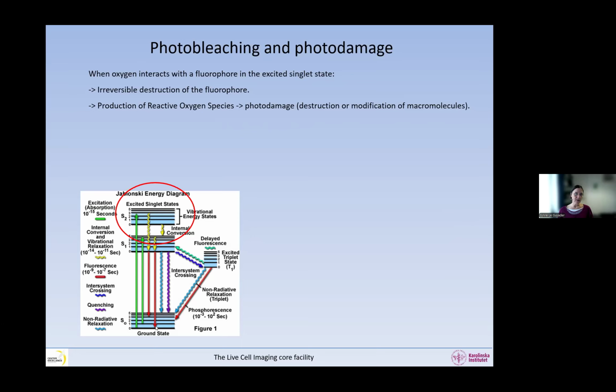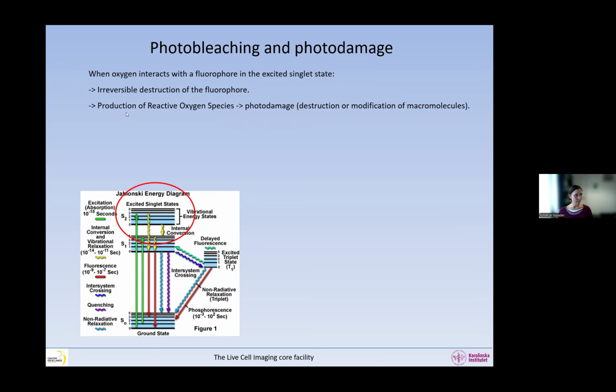What happens next is that the fluorophore, when it's excited, it can also photobleach. And it can create photo damage. So once the fluorophores are excited and they go from the ground state to the excited singlet states, they are very unstable there. When they are in this state, they meet an oxygen molecule. Then there is an irreversible destruction of the fluorophore, and this is bleaching. So this is irreversible, the fluorophore is gone, it will not come back, okay?